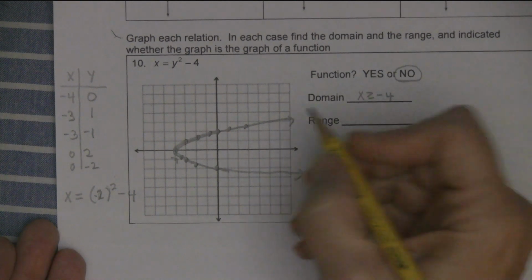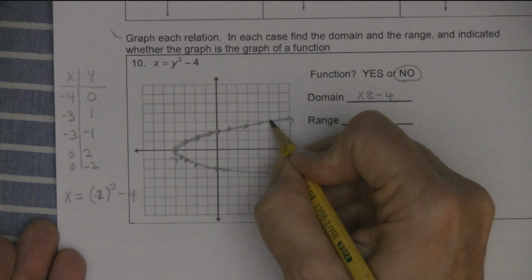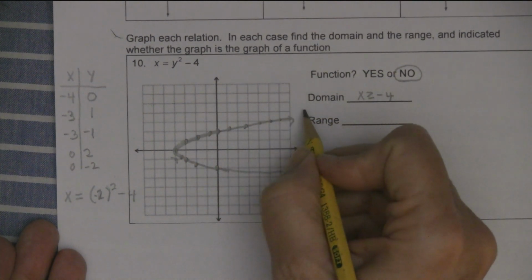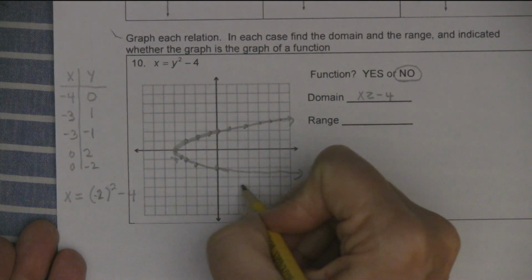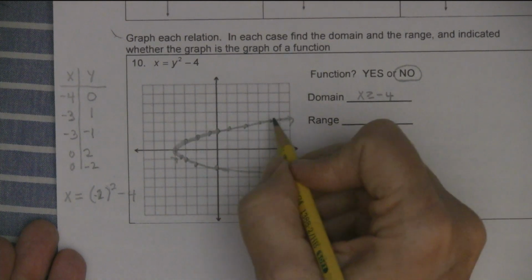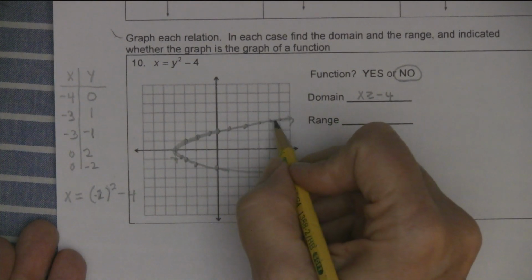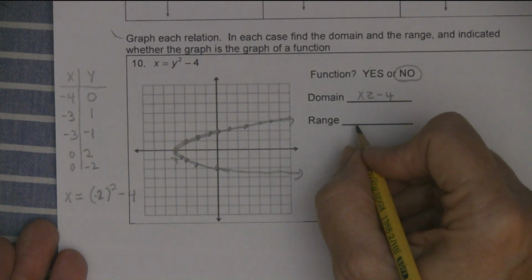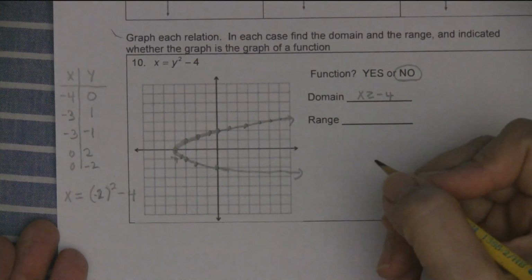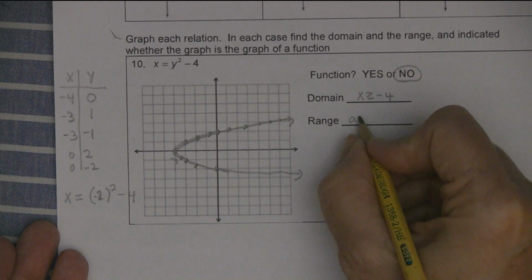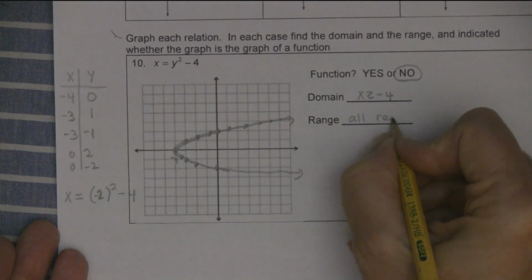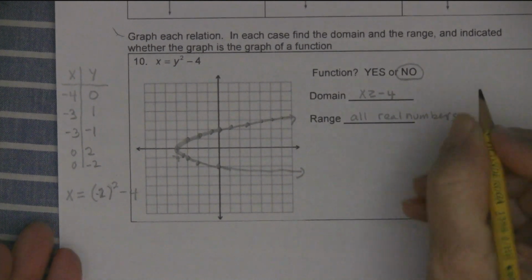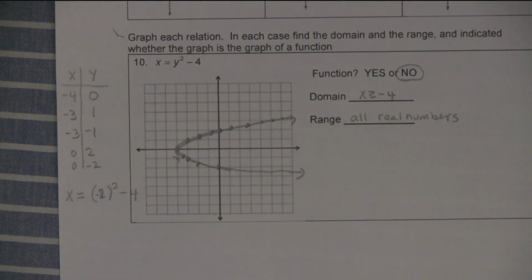Now the range though, these values go up and up and up, and I tell people, imagine putting a box. Could you contain it in a box? And the answer is I couldn't. It would go up out of the top of my box, and down out of the bottom of your box, that makes your range all real numbers. Okay, that's Lab 9.